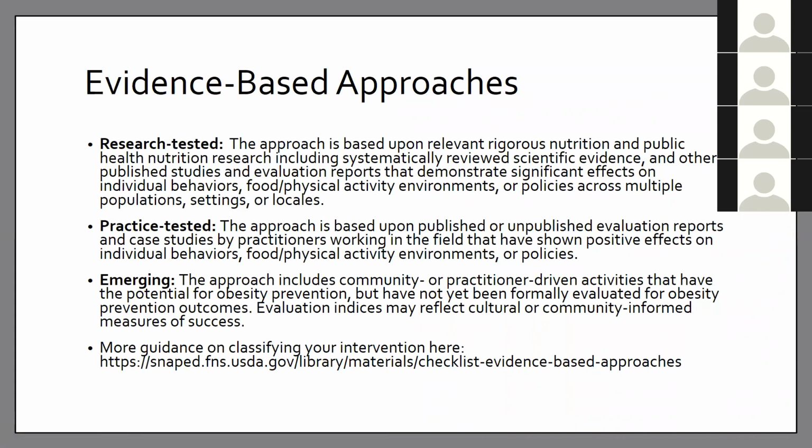We also wanted to briefly touch on the 3 evidence-based approaches or categories for interventions in the toolkit. These classifications include research tested, practice tested, and emerging. The categories vary based on the scientific rigor, evaluation outcomes, research translation, and degree of innovation. Having interventions in each of these categories is important for the toolkit in terms of building and expanding the knowledge base of effective practices. So we really encourage the application of interventions across these 3 categories.